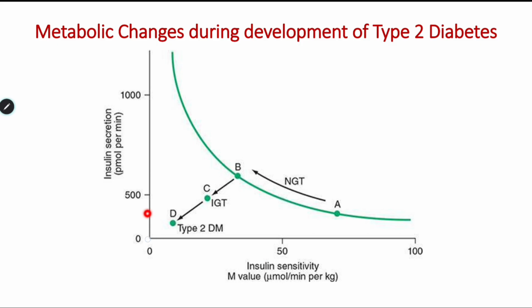So this was the pathogenesis, you can say, or the temporal mode of development of type 1 and type 2 diabetes.